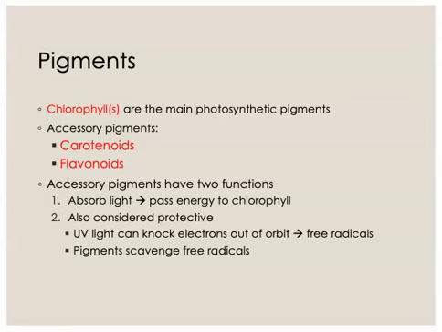Accessory pigments actually have two jobs to do in a photosynthetic cell. The first thing they're doing is absorbing light, just like the chlorophyll is doing, but they're going to just pass that energy onto the chlorophyll and not do anything with it directly. The second role of the accessory pigments is equally important. These pigments are considered protective to the cell or the organism.